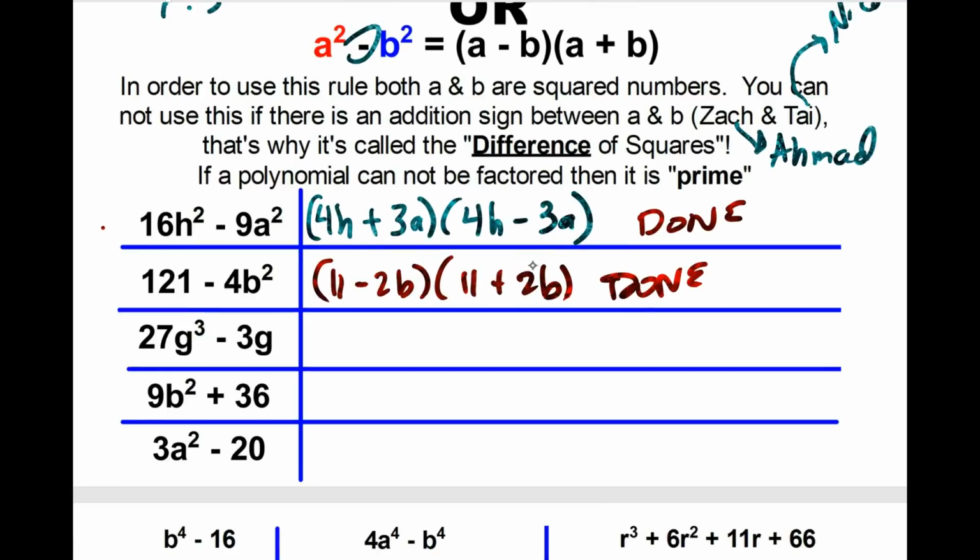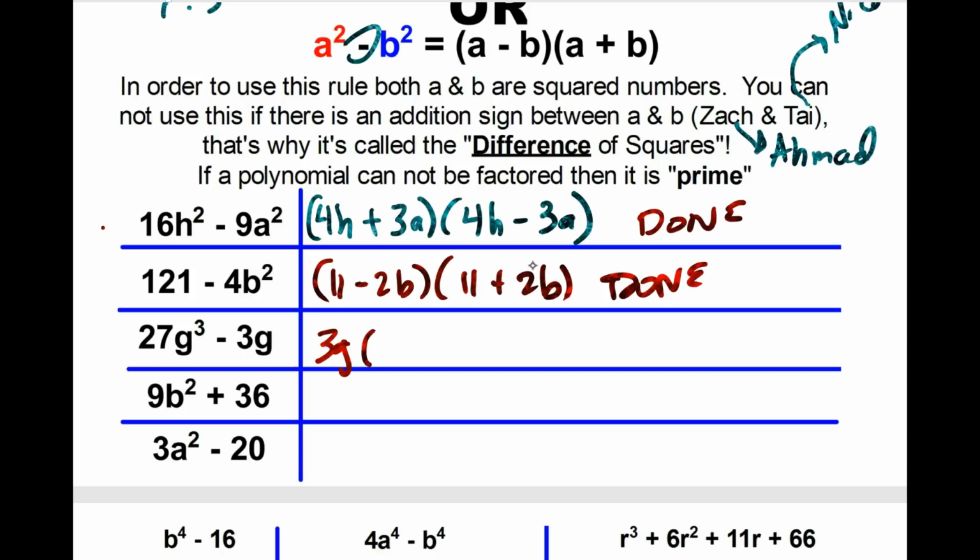Okay, 27g cubed minus 3g. Can we factor out a GCF? Did I ask that in this question? I'm sorry, y'all. I keep failing you. Can we factor out a GCF? Yes, we can. What's the GCF? We can bring a 3g right out of this bad boy. Come on out of there. Get out of there. So when we bring out a 3g, JL just left, y'all.